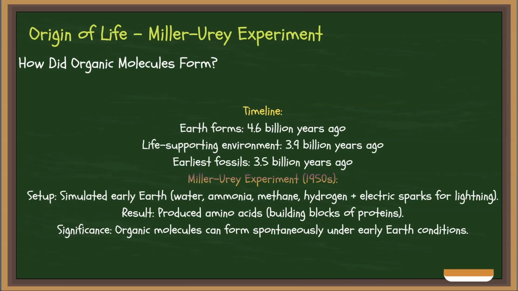Origin of life, Miller-Urey experiment. How did organic molecules form? Here's the timeline. Earth formed 4.6 billion years ago. The life-supporting environment happened 3.9 billion years ago. The earliest fossils we have are 3.5 billion years ago. The Miller-Urey experiment in the 1950s: the setup simulated early Earth, with water, ammonia, methane, hydrogen, and electric sparks for lightning. The result was it produced amino acids, building blocks of protein. The significance was that organic molecules can form spontaneously under Earth's early conditions.